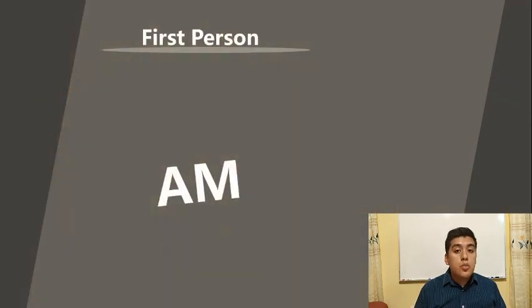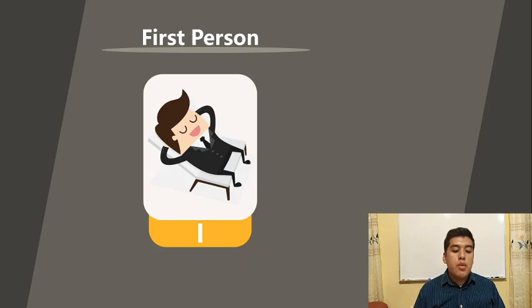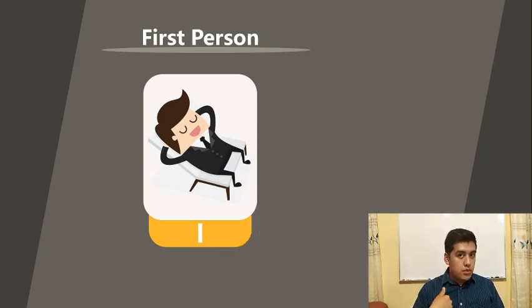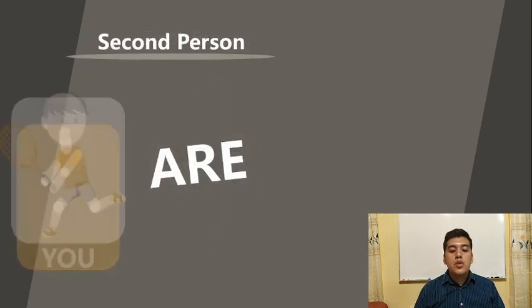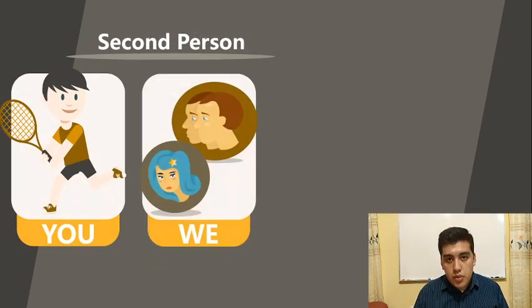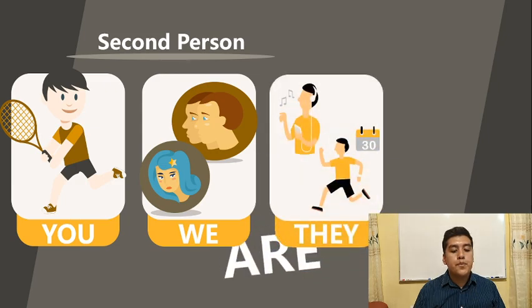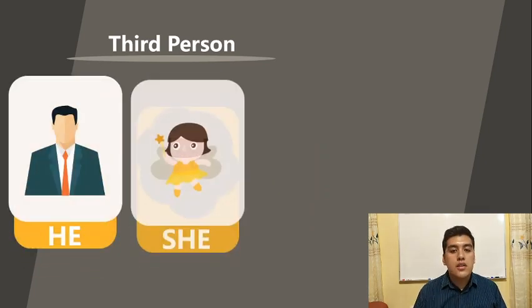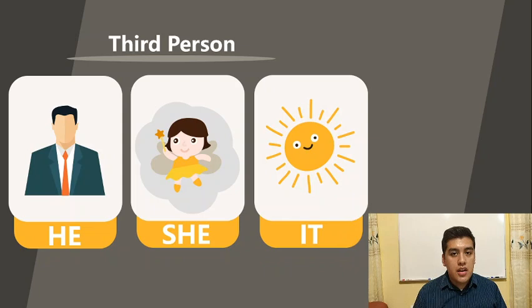Remember the subject pronouns? The first person is very simple, I, and the verb to be, am. Second person, you, we, they, the verb to be. What else? Third person, he, she, it. In this case, he is the man, she is the girl, it is the son. Why? Because the son is an object. Okay, he is, she is, it is.